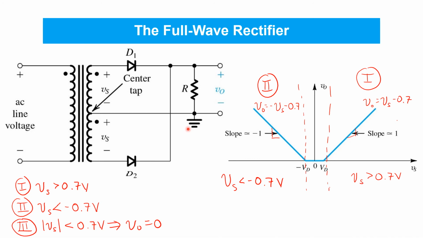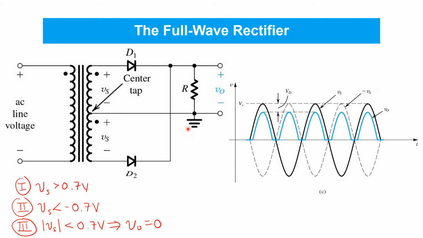Finally, we identified case 3 here in the middle for small absolute voltages Vs. And in that region, we see that VO equals 0 precisely. So the blue plot traces out the input-output relationship of the full-wave rectifier through all 3 modes of operation. And finally, we can think about what happens when the primary is activated with a sinusoidal voltage.